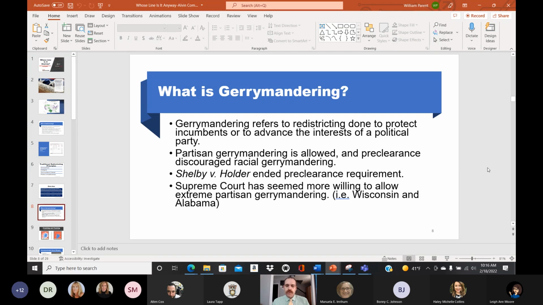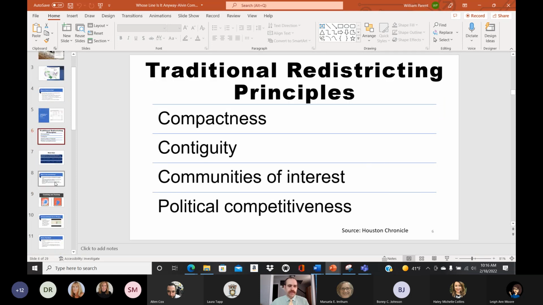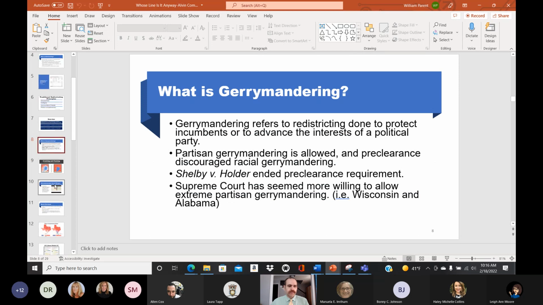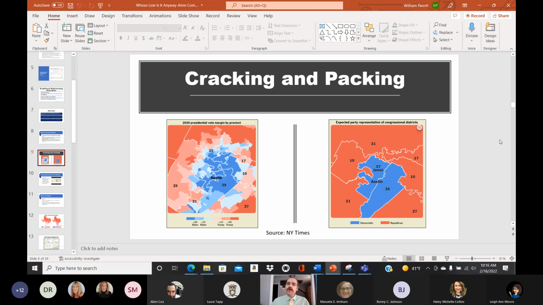We look at the Supreme Court, and it seemed more willing to allow extreme partisan gerrymandering in states like Wisconsin and Alabama. And this kind of goes to the heart of our presentation, which is certain groups being underrepresented. So we take a look at some different themes here, what are referred to as cracking and packing.